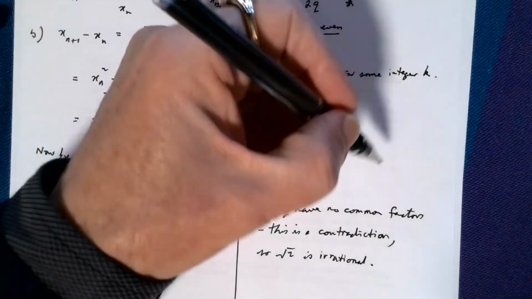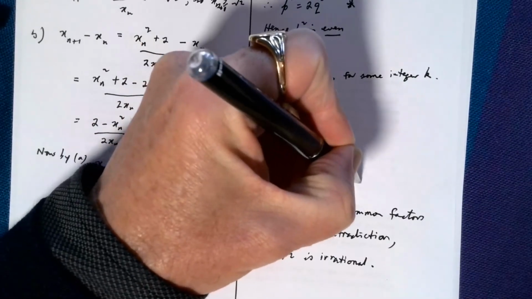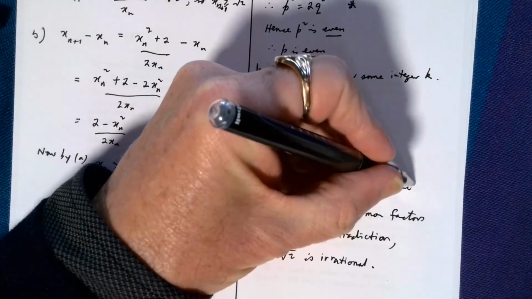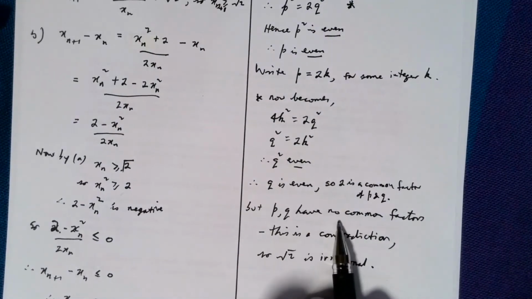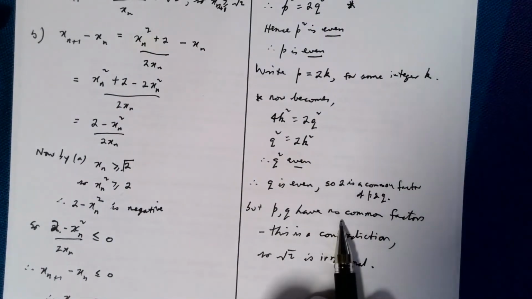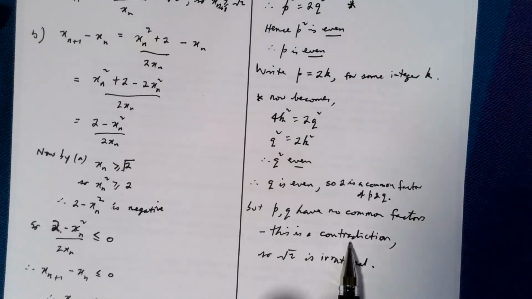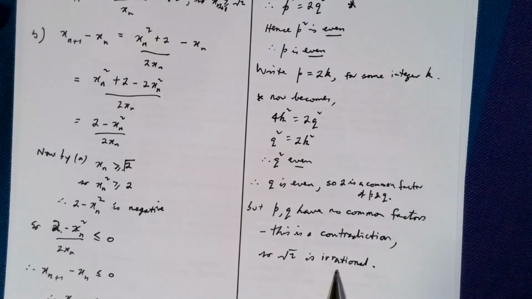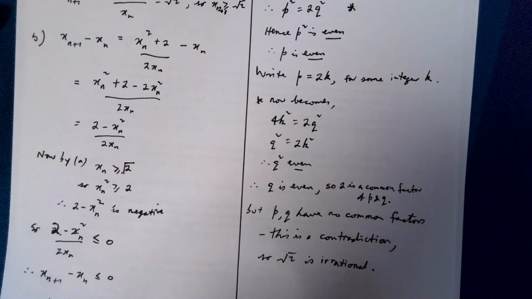So perhaps I should say here, 2 is a common factor of p and q, but they have no common factors. That's what we said right at the beginning, and this gives me a contradiction. And that means that you can't write root 2 as a rational number, and that means root 2 is irrational. And that's a nice little proof of irrationality.